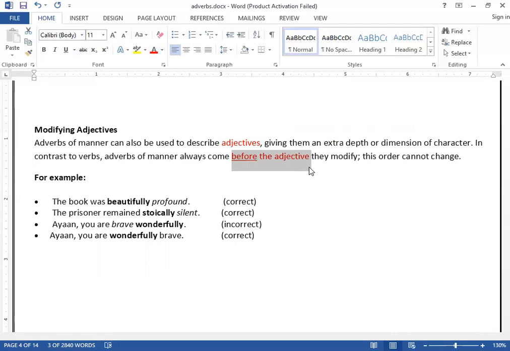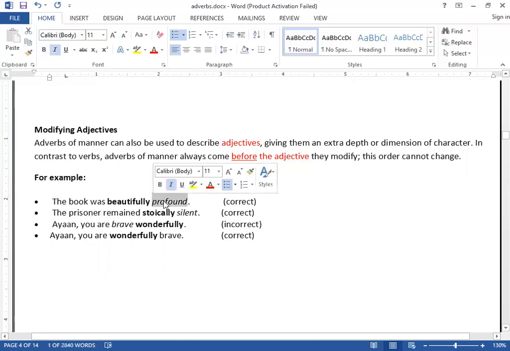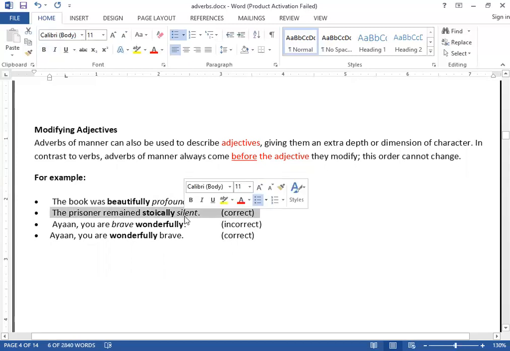If you want to modify an adjective, it will always come before what? Before the adjective. Look here, these are examples. The book was beautifully profound. Clear? Profound is an adjective, and can you see beautifully comes directly before the adjective. Now look here: the prisoner remained silent. What is silent here? An adjective.